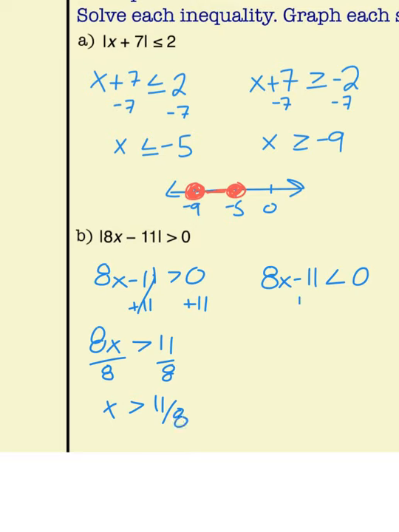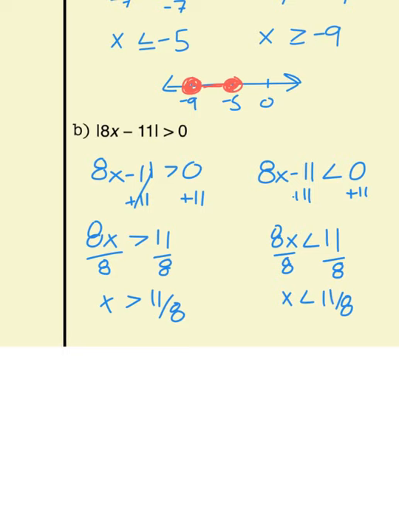All right, on the right side, I add 11 to both sides. So now I have 8x is less than 11, and divide by 8. x is less than 11/8. So when we set this up on a number line, you may have noticed I only have one number. And x can be both greater or less than that number. Notice what x cannot equal.